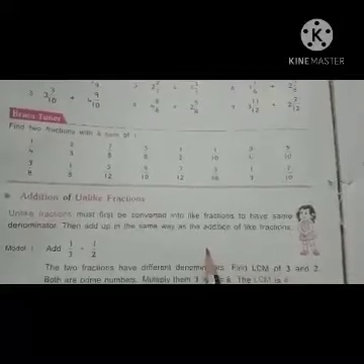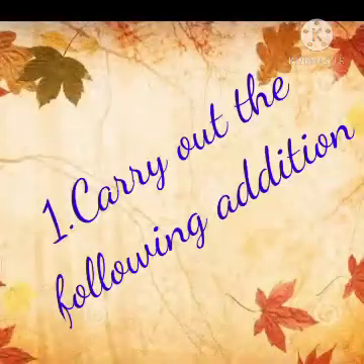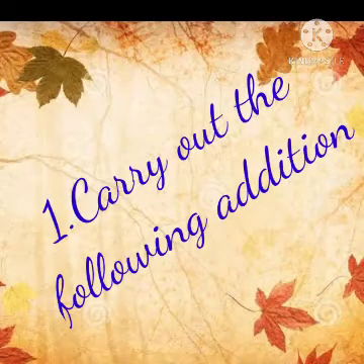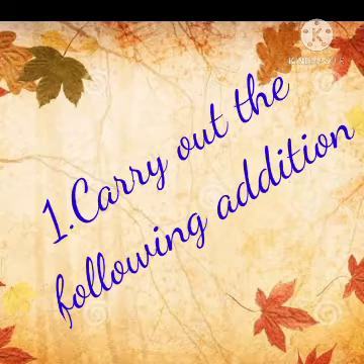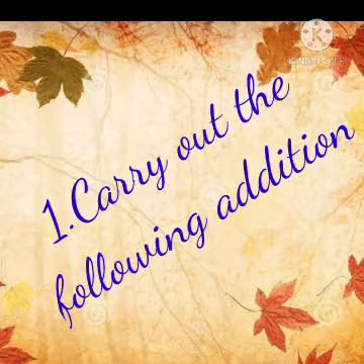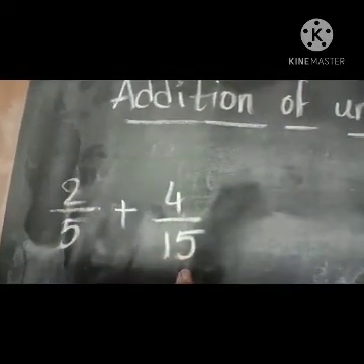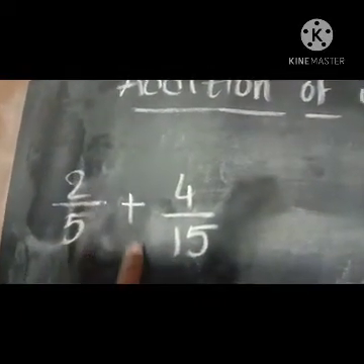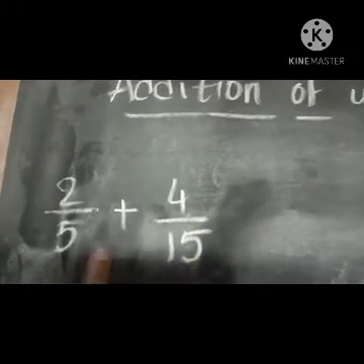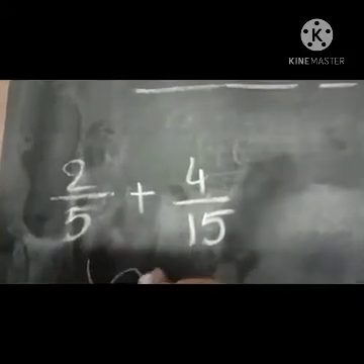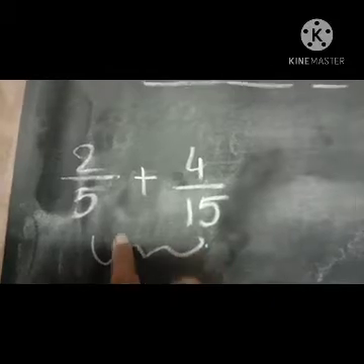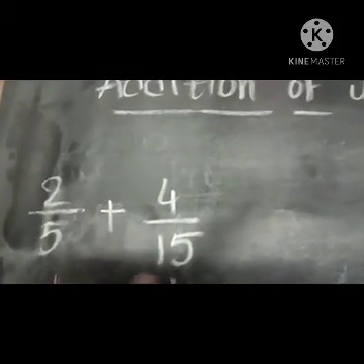Now see the first row here. Carry out the following additions. See children here, carry out the following additions. See the first one, 2 by 5 plus 4 by 15. Here the denominators are different. So here we have to do the LCM of these two numbers.